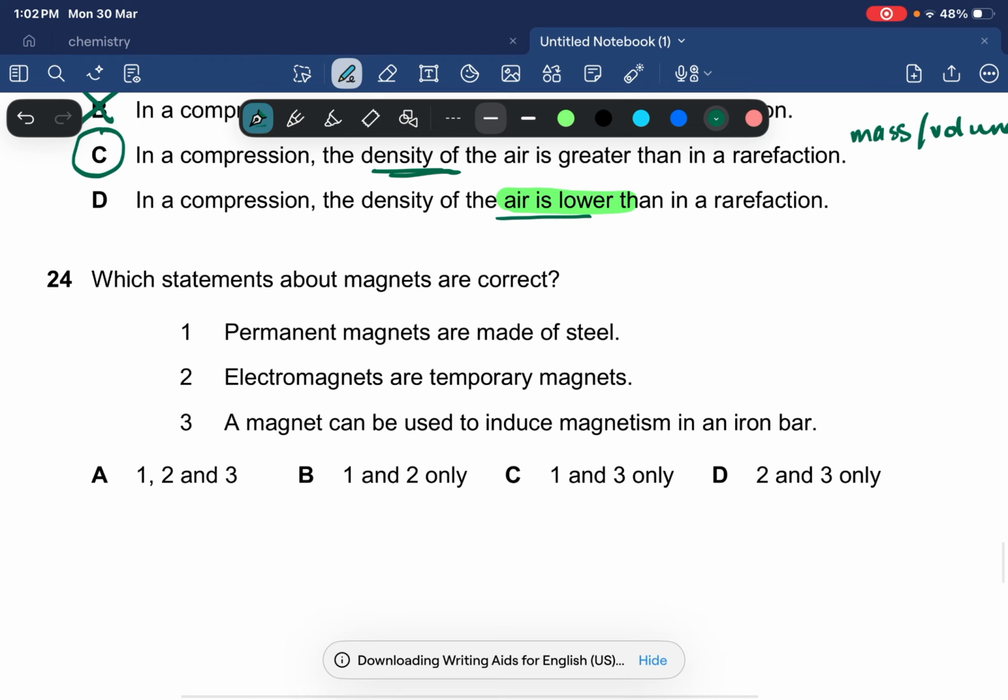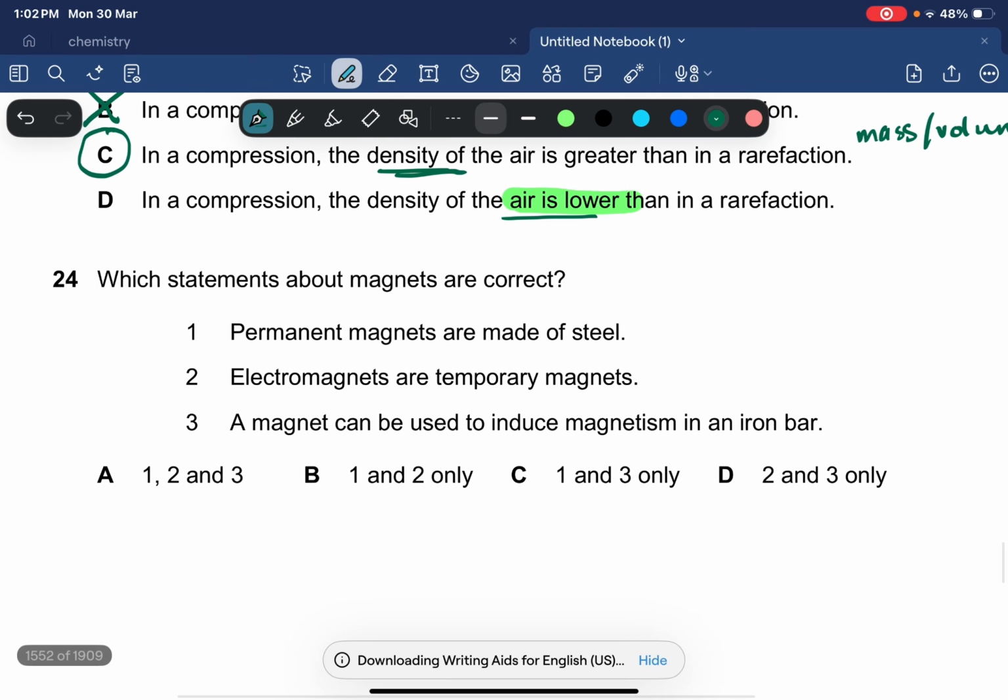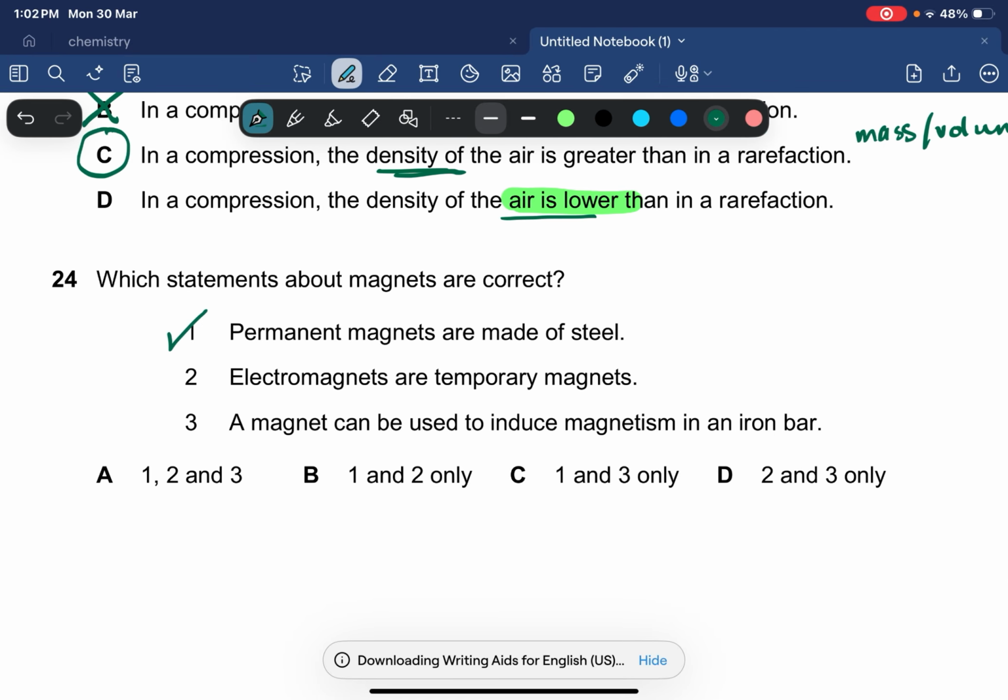Which statement about magnets are correct? Permanent magnets are made of steel. Yeah, that's correct. Steel is used to make permanent magnets. Electromagnets are temporary magnets. Yeah, when you pass electricity through them, they magnetize. And when the electricity source is removed, they demagnetize.